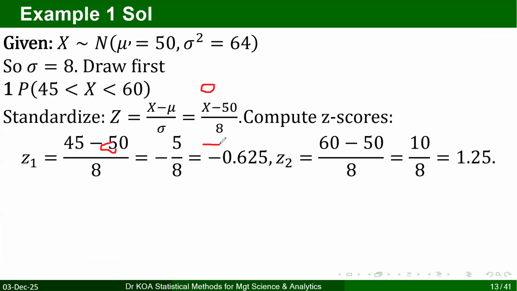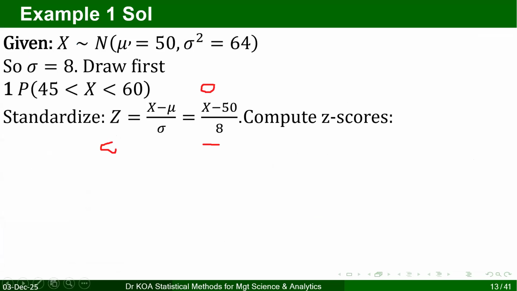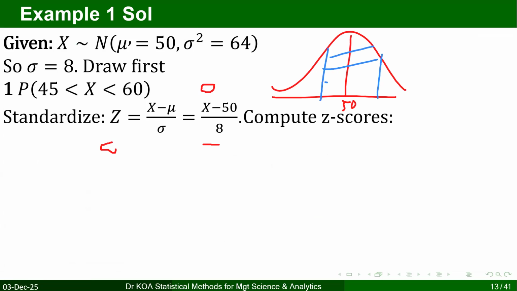Now you were looking at between 45 and 60. So the best is to draw first. When you normally draw, you indicate a mean, which is 50, put it in the middle. So we are looking at 45. Okay, 45 is on the left here, 60 is on the right there. So we're actually looking for this shaded region. You always draw.